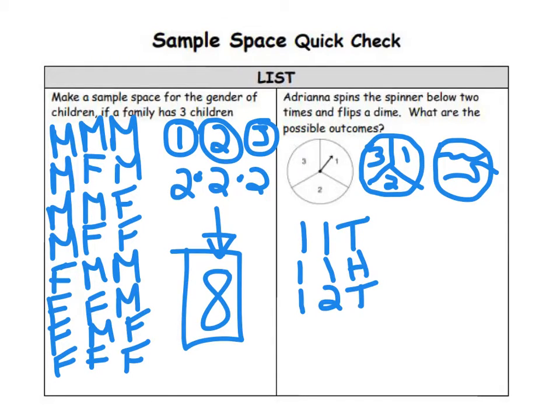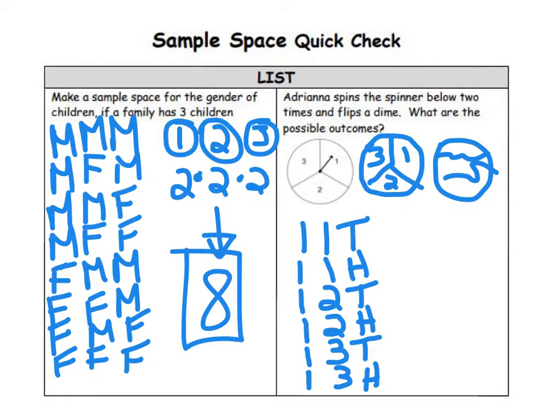Do you have to write everything on the list? Yes, that's the list. The first one lands on 1, and then it lands on 2, but then the coin lands on heads. Now I could do the next one, still landing on 1. It lands on 3, then you have tails. And then the last one, still landing on 1, lands on 3, and it lands on heads.